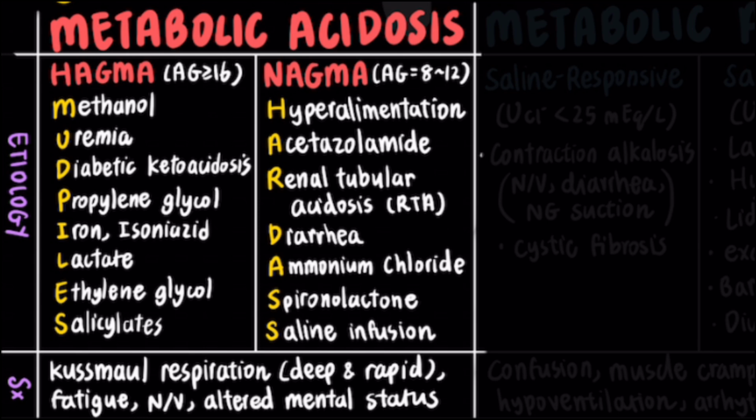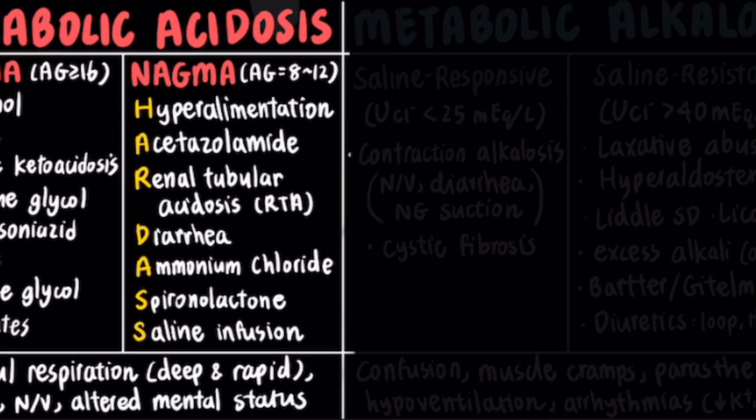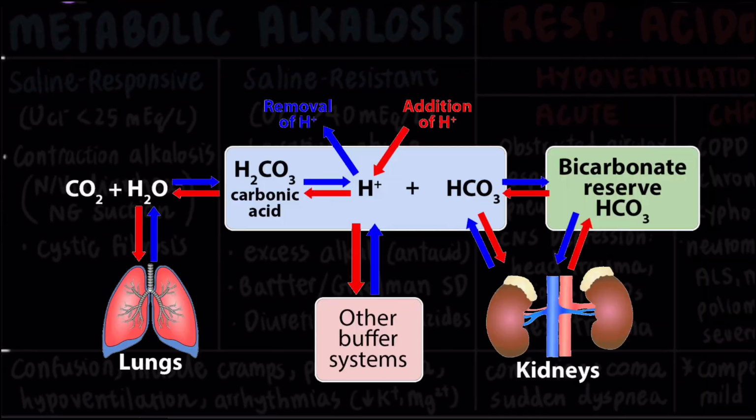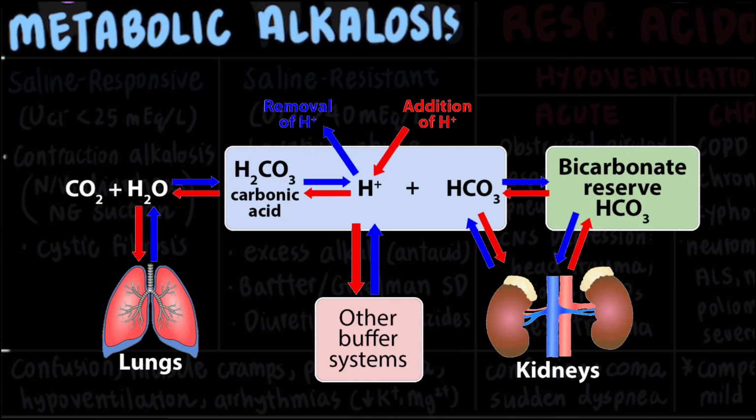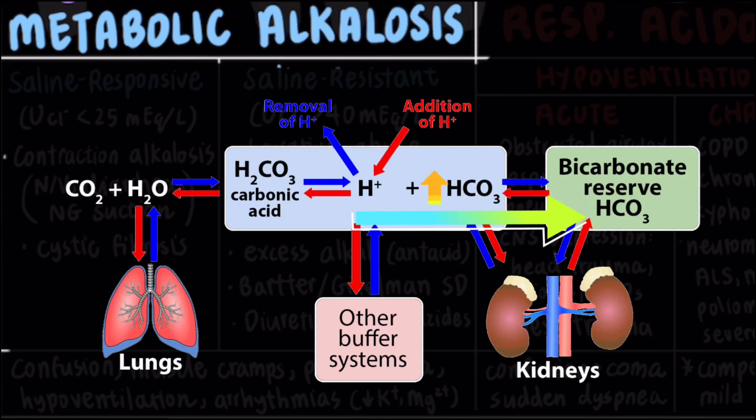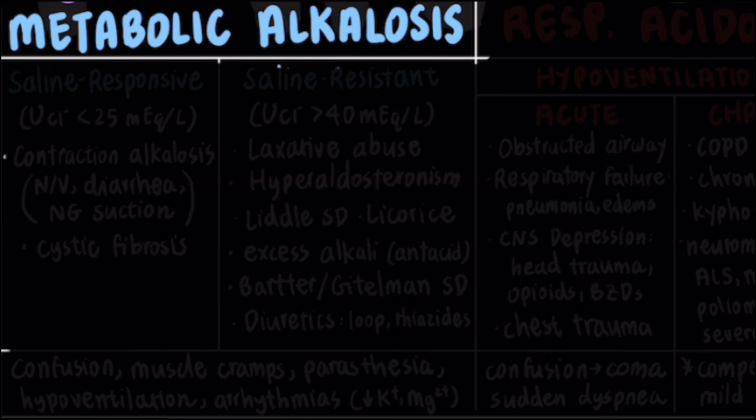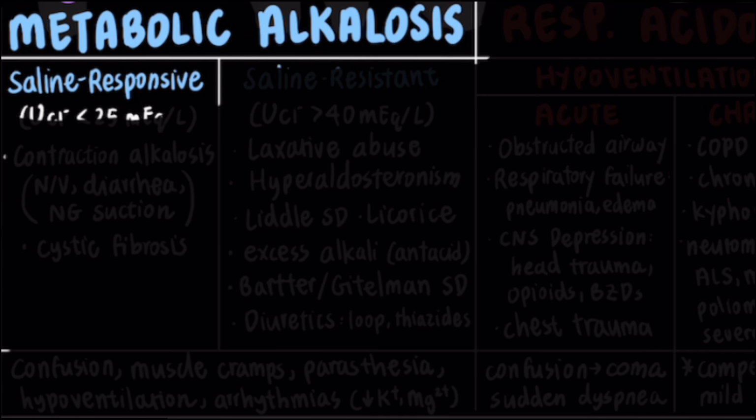Now that we've covered metabolic acidosis, let's go through the other primary disorders. Metabolic alkalosis occurs when there's an elevated bicarbonate level, which raises the blood pH above 7.45. We divide metabolic alkalosis into two major types. Saline-responsive metabolic alkalosis is marked by urine chloride of less than 25 and typically improves with normal saline infusion.